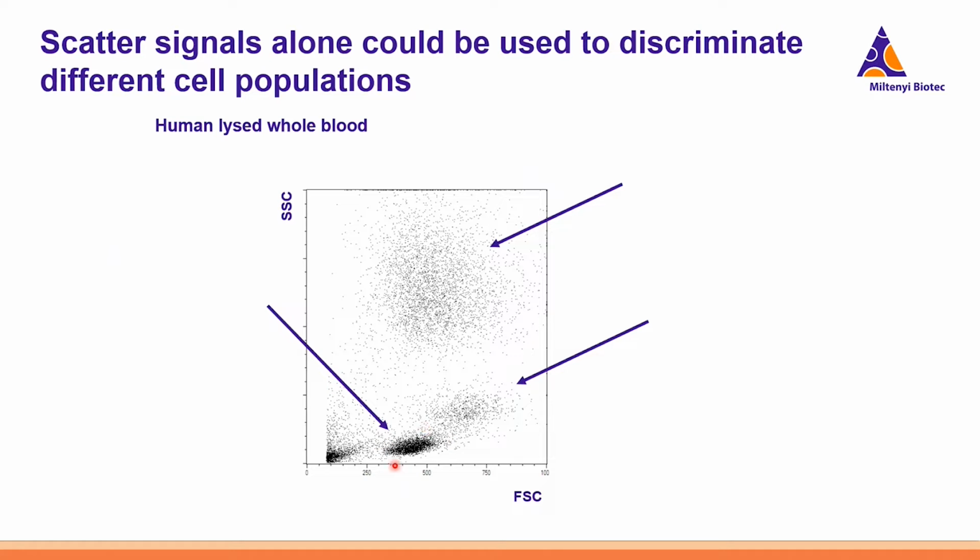This first population, this more dense population that's low in side scatter, is a relatively small cell, and that's going to be our lymphocytes. Here we see a second population, slightly bigger in forward scatter and slightly bigger in side scatter, and that would be our monocyte population. And then this large diffuse population up here at the top would be our granulocytes, with a lot of different vacuoles inside of the cell, being quite a bit higher, and we can see these differences just based on scatter alone.